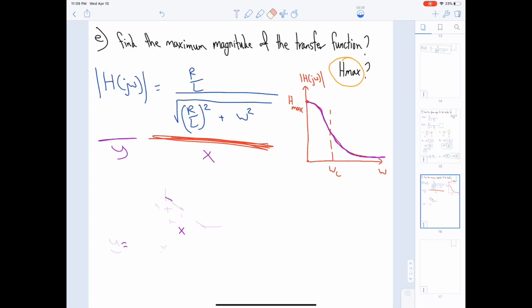It's the same thing here. What do we need to find? We need to find the maximum magnitude, which is on the y-axis. In order to find the y-axis value, we need to substitute into the expression the x value, okay? So here, we need to find h maximum. What is the x value? The x value is 0.